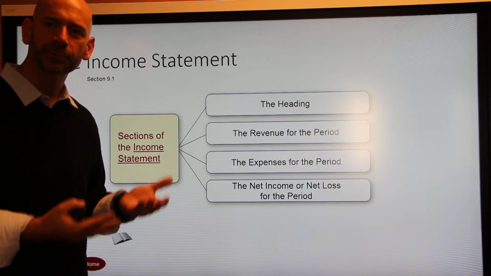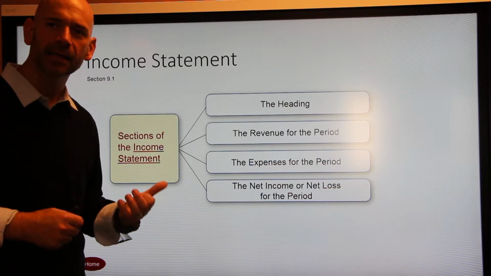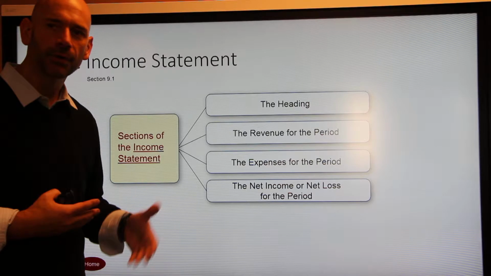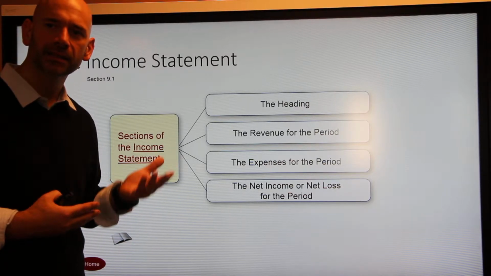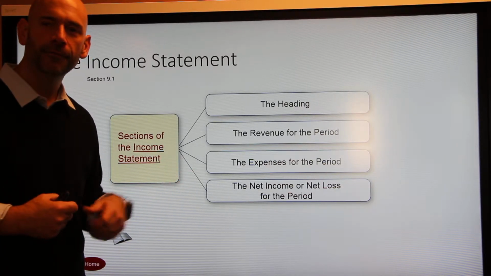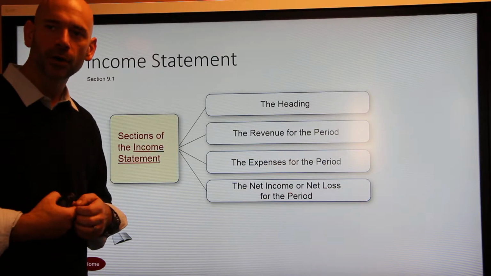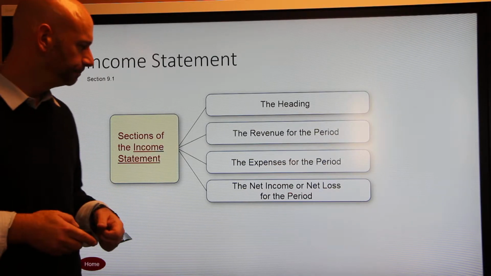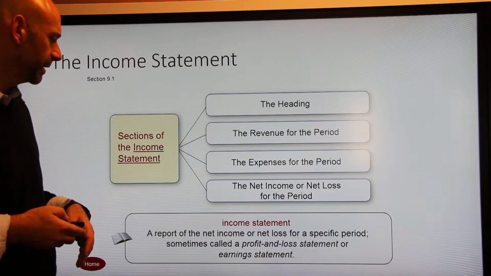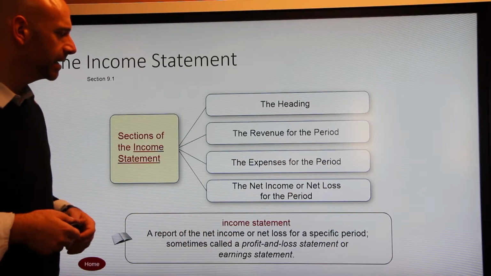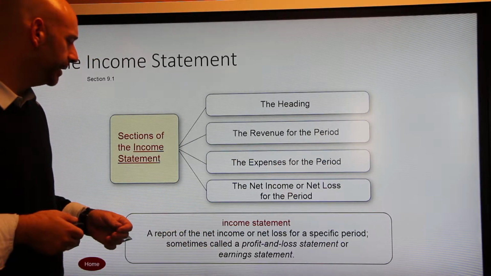And then finally, the difference between those two will tell us whether we have a net income or we have a net loss. If our revenue is greater than our expenses, we made money, we have a net income. If our expenses are greater than our revenue, then we have a net loss. And that's the whole purpose of the income statement. It's a report of the net income or net loss for a specific time period.